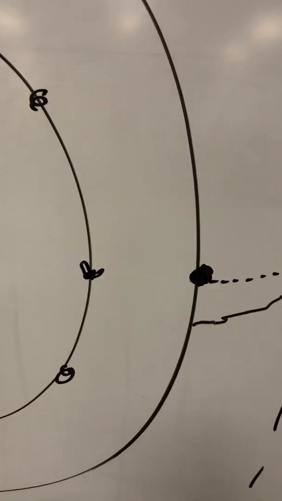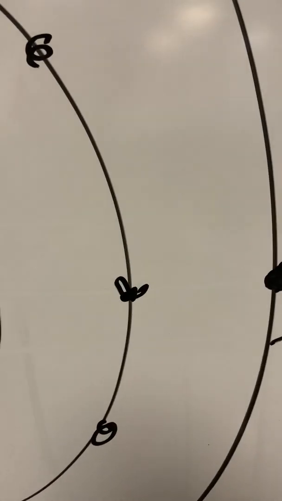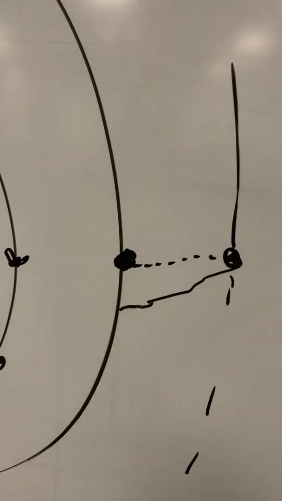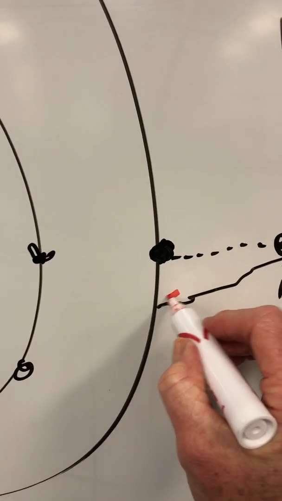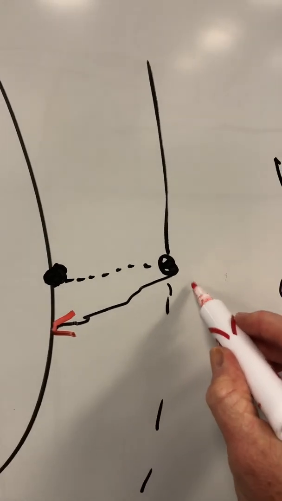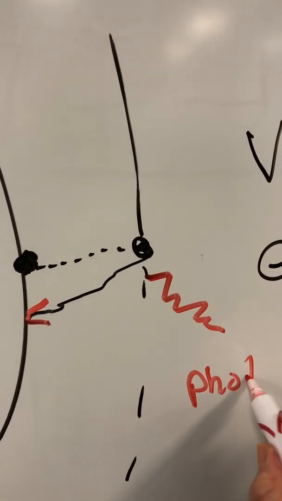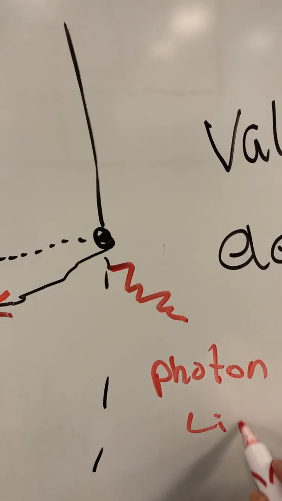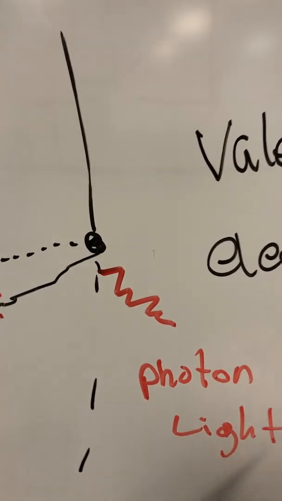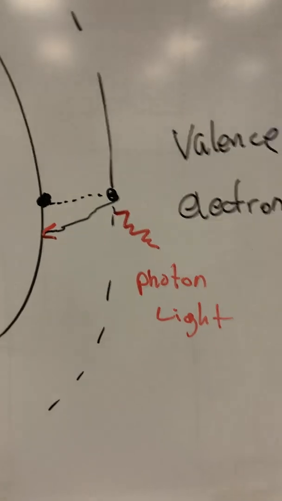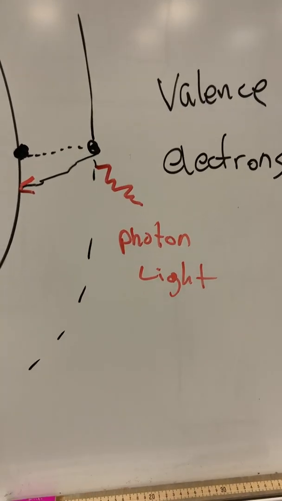And when it does, it's going to give us some light. That's where light comes from. When it returns back to a lower level, it gives that energy back as a photon of light. And that photon of light could be red, it could be yellow, it could be orange, ROY G. BIV, and more.